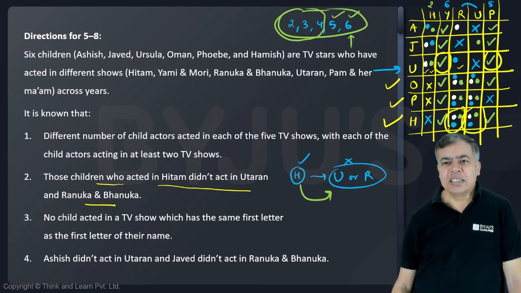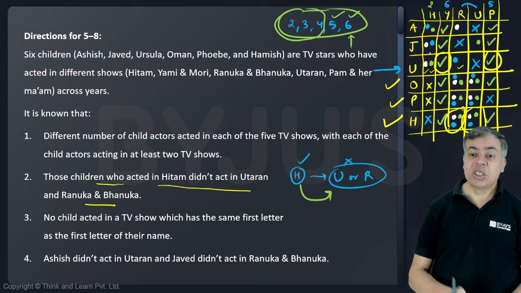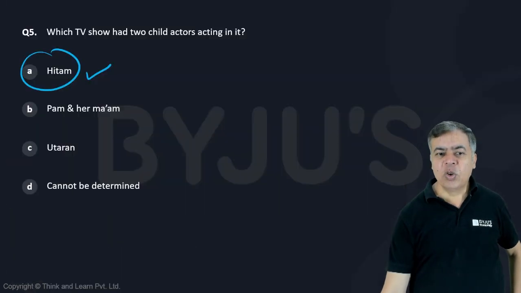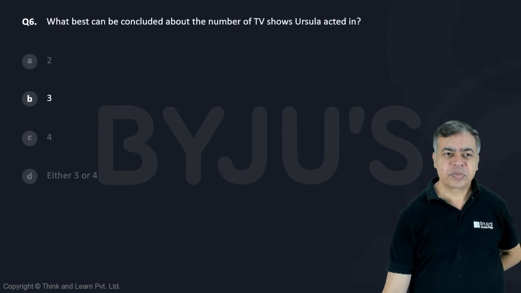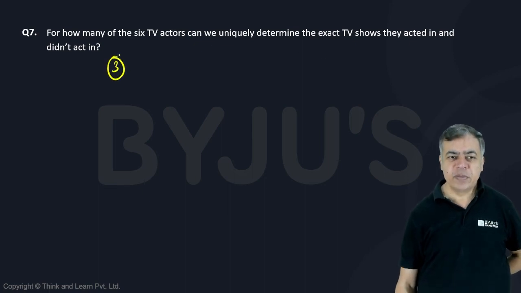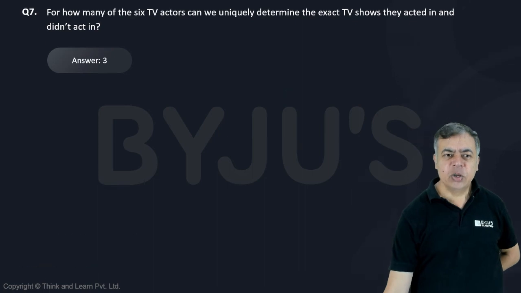For all others, there is a possibility. You can tell the number of shows maybe, but you cannot tell the exact show in which he is acting or not acting. So that means only for 3. So for how many of the 6 TV actors can we uniquely determine? It should be 3. Now 3 is the correct answer. You can answer 3.